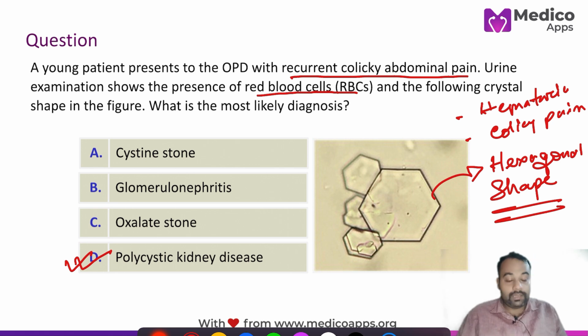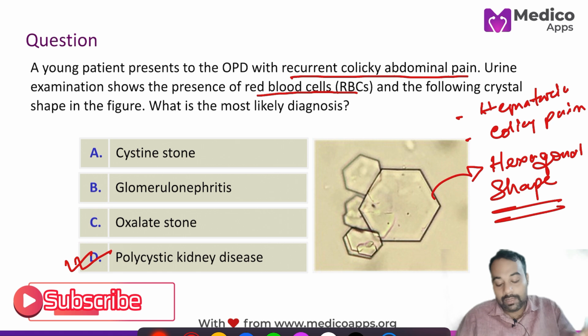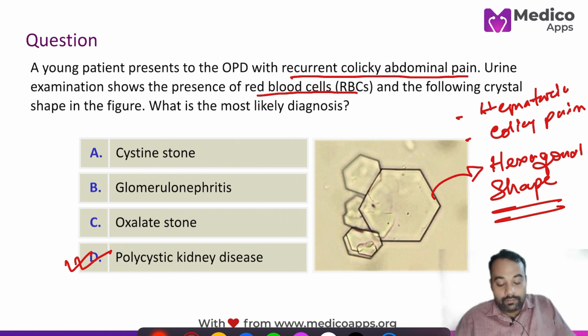Okay, but the big but is that the typical urine crystal shape that has been found in the urine examination, like the hexagonal, is not found in case of polycystic kidney disease, which is much more specific of cystine stone in that case. So it's a big no.